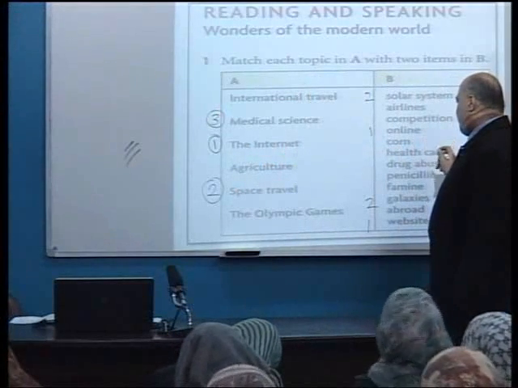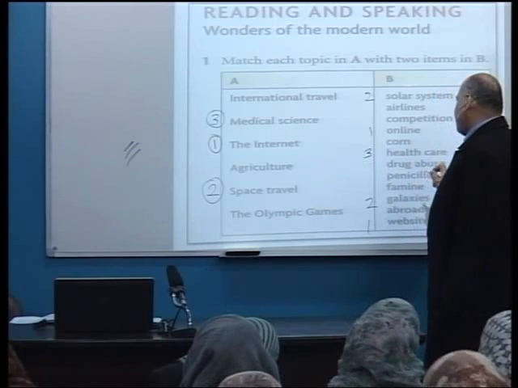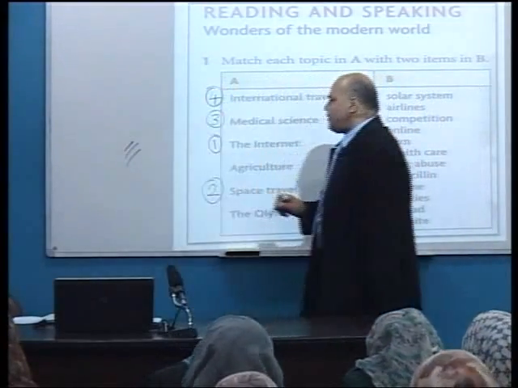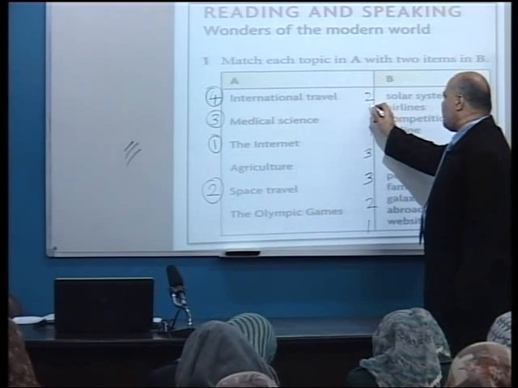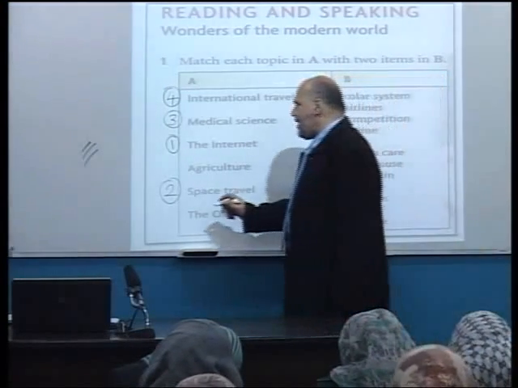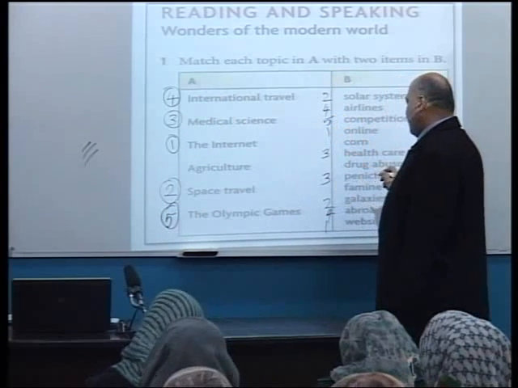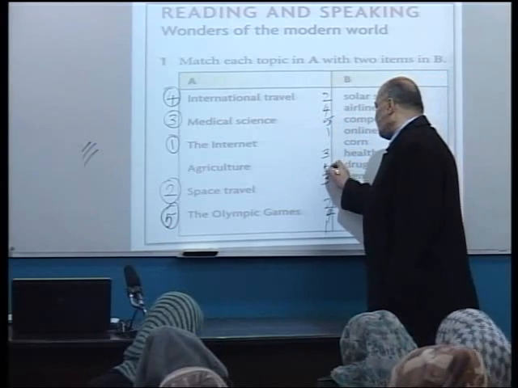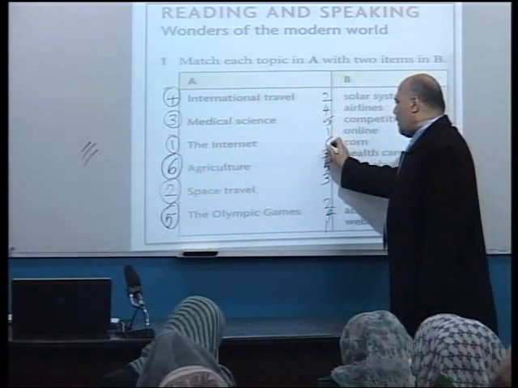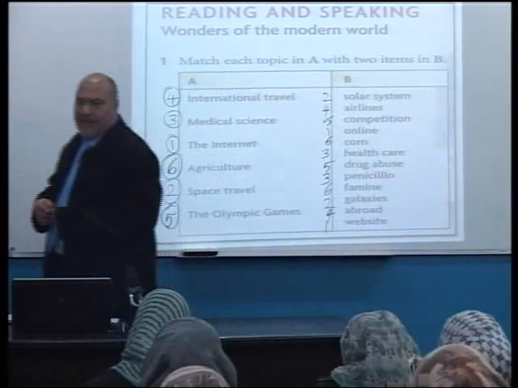It is healthcare and penicillin. International travel. Number 4. Airlines and abroad. The Olympic Games. Number 5. Competition and drug abuse. The last paragraph, corn and famine. So this is the answer for the first exercise.